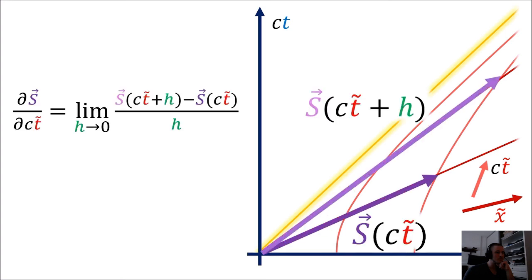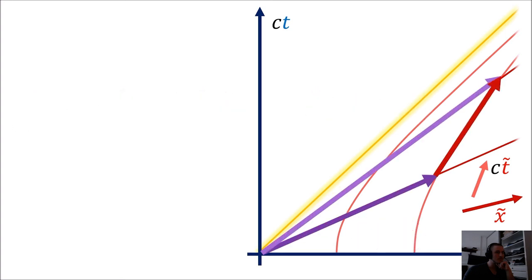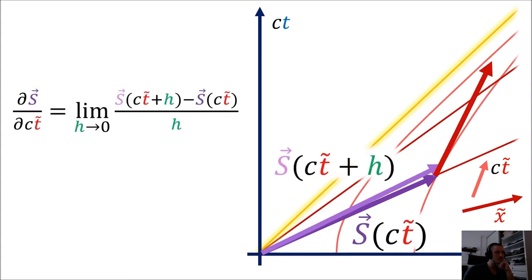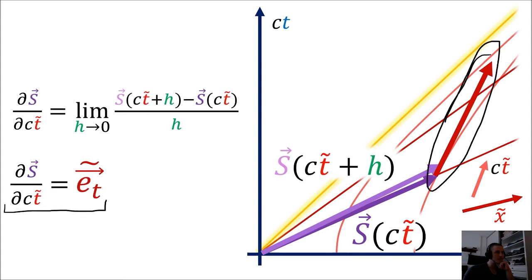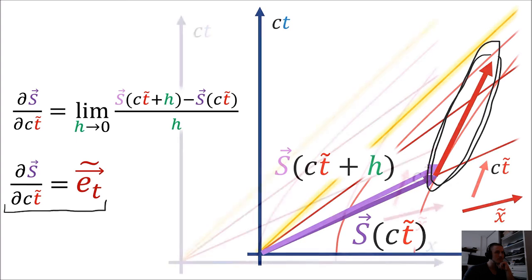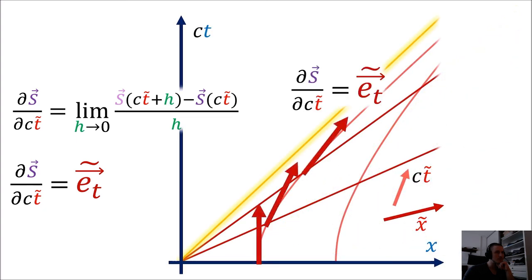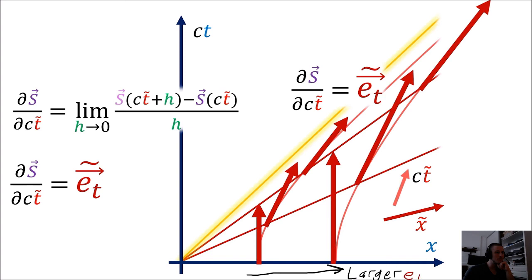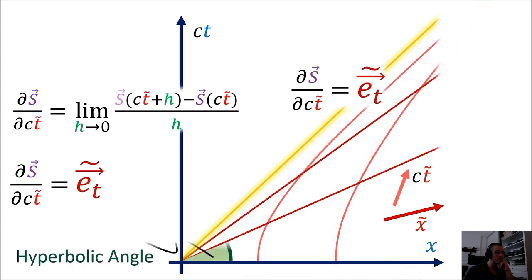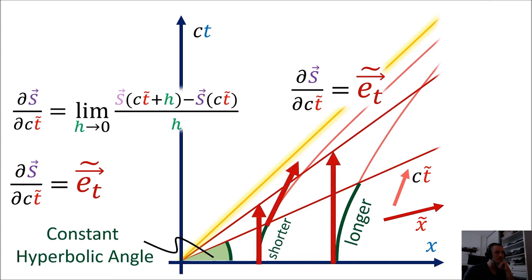And doing the same thing for the ct tilde coordinate curves, which are the hyperbolas, the partial s by partial ct tilde vectors end up being tangent vectors to these hyperbolas. These are the et tilde basis vectors that point in the direction of constant position for accelerating observers. Note that these et tilde basis vectors not only change direction at various locations, they also change size. They get longer as we move farther from the origin. The reason for this is that a constant hyperbolic angle results in longer hyperbolic curves farther from the origin. If we travel a longer curve for the same change in the ct variable, then the tangent vector must be longer, because we are covering more distance with the same change of the variable.